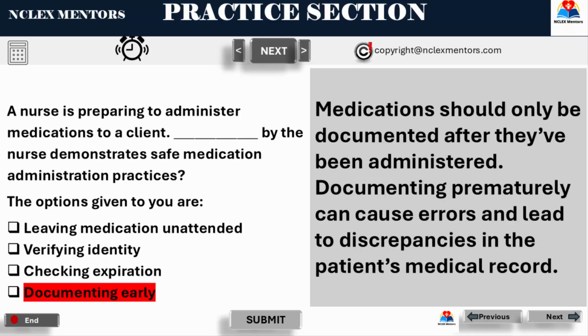Option D, documenting early. This is incorrect. Medications should only be documented after they've been administered. Pause and think about this. Documenting prematurely can cause errors and lead to discrepancies in the patient's medical record, so we can easily eliminate option D as well. So, after using the process of elimination, the correct answer is option B, verifying identity.